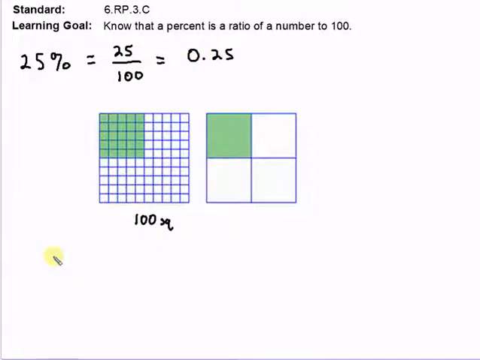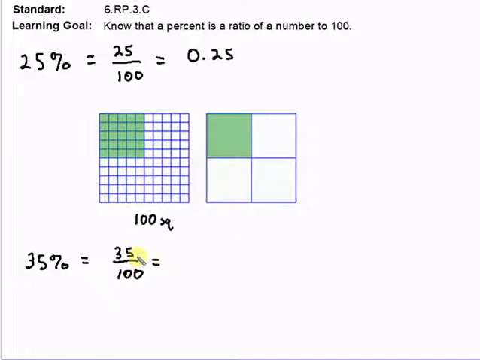Well, let's take a look at that if we were to put in a different number. Let's say we had 35%. What would that be as a fraction? We would take another 10 squares and fill them in on our little grid here, and that would be 35 out of 100, or 35 to 100. So that is 35% represented as a fraction, or we can think of it as a ratio.